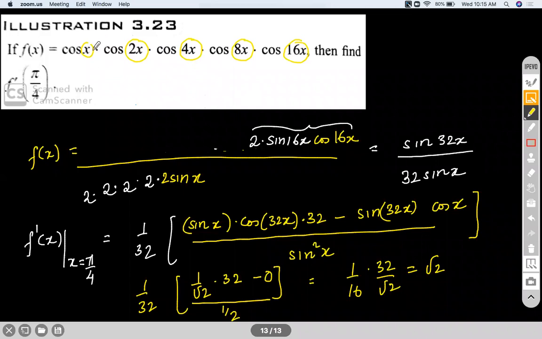So no need to use product rule 5 times. That would be too lengthy. So you just use a simplification of this. So it's more of a question on trigonometry rather than anything else.